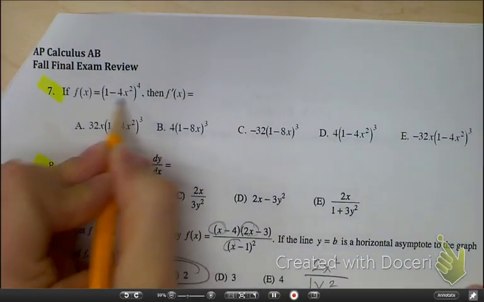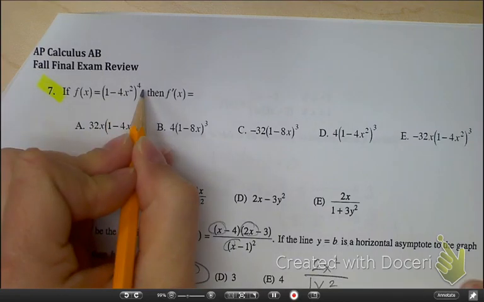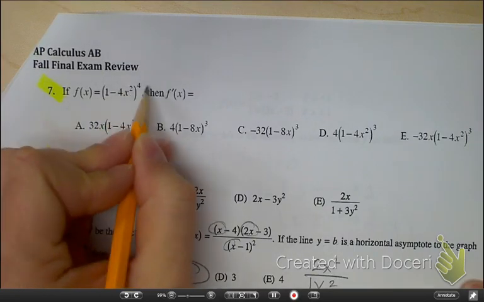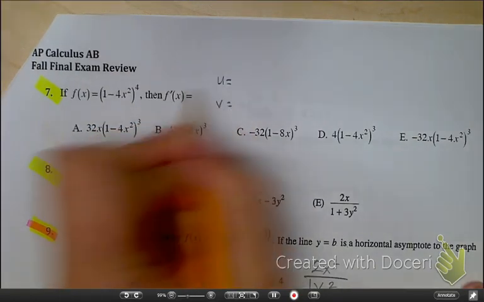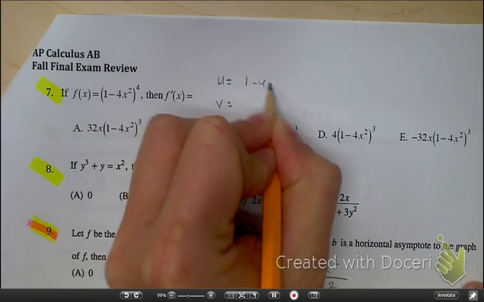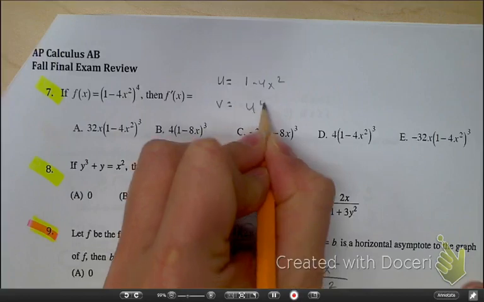This is a chain rule problem. We have an inside function and an outside function. I don't think you want to multiply this out 4 times in order to make it not the chain rule anymore. So let's just set up our u and our v. Our inside function is 1 minus 4x squared. Our outside function is u to the 4th power.